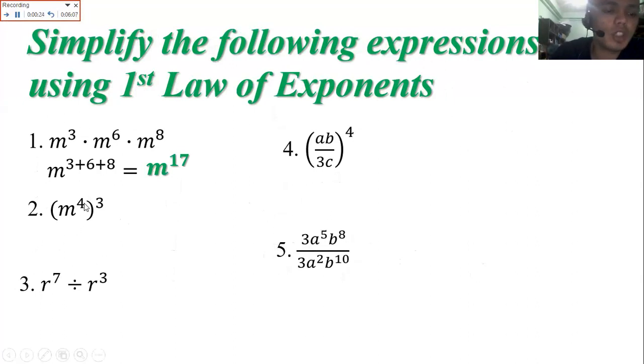Number 2, m raised to 4 raised to 3. Okay, so isang base, dalawang exponent. What should we do? Multiply the exponents. Now, m raised to 4 times 3, and that is equal to 12. No, we have m raised to 12.